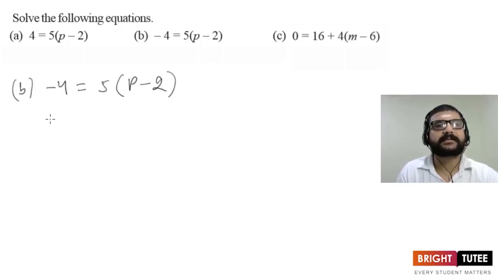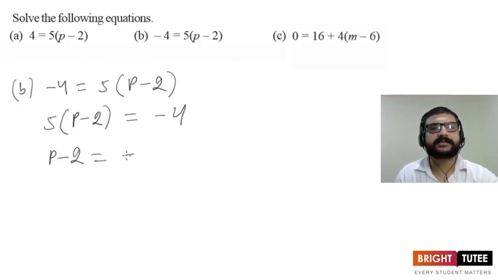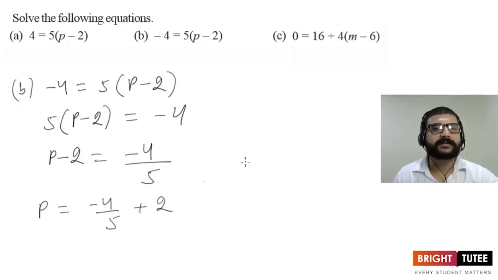Now again we will just rewrite the equation as 5 into p minus 2 is equal to minus 4. Now we will transpose this 5 here. So we will get p minus 2 is equal to minus 4 upon 5. Now let's transpose this minus 2. So we will get p is equal to minus 4 upon 5 plus 2. It was minus 2 here, so after transposing it became plus 2.